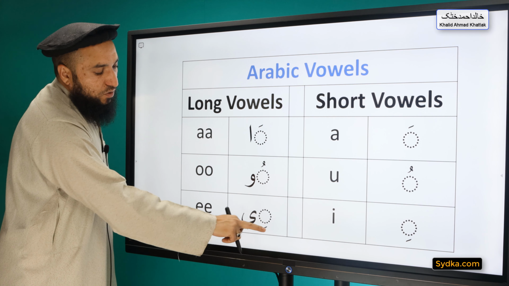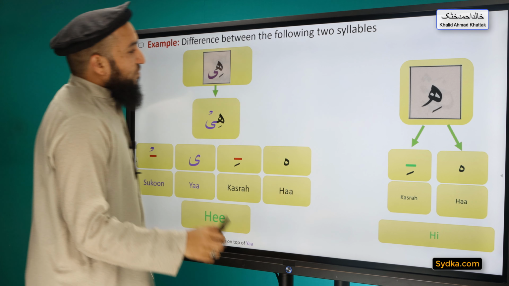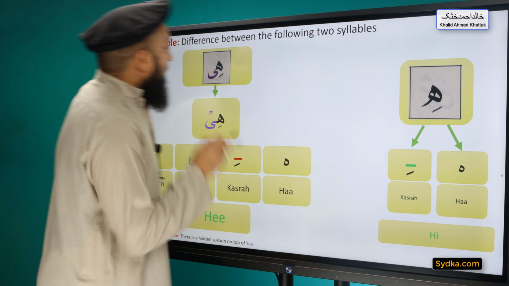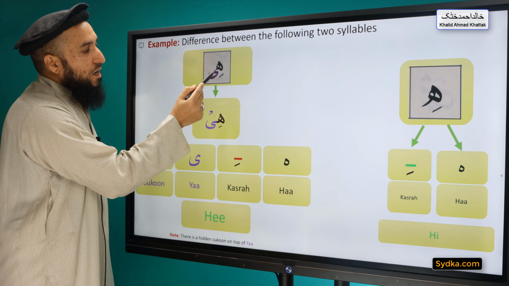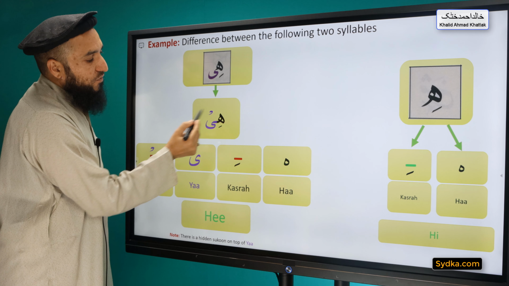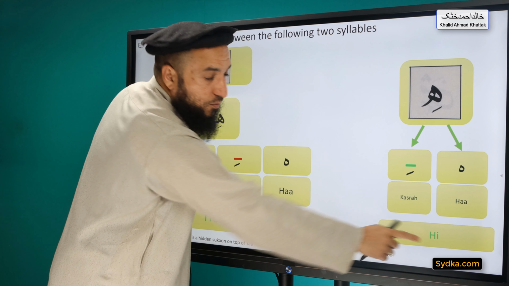Examples. Whenever we have this structure and this structure, the difference you can see here is that this one has only ha kasra underneath, it is prolonged for 1 count. Ha kasra he. And this one has ha kasra underneath and a hidden sukoon on ya. So I've written here ha kasra ya sukoon he, 2 counts prolongation. This one is 2 counts prolongation he, and this one is 1 count prolongation he.